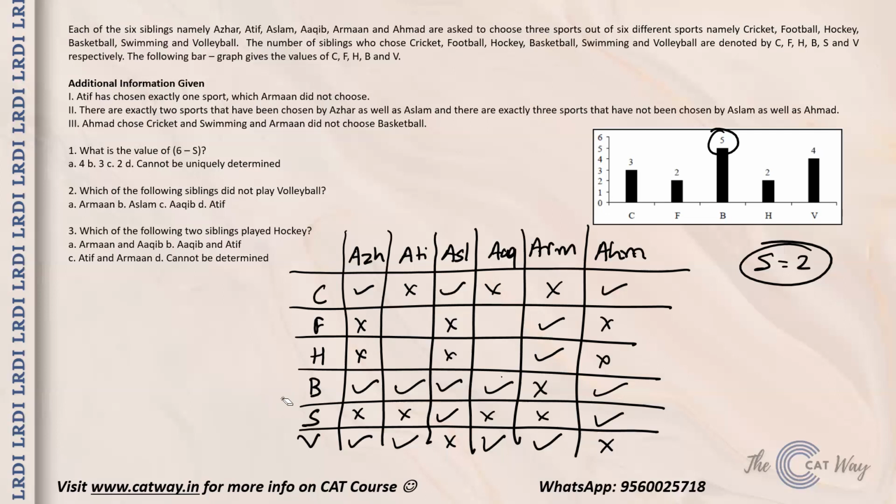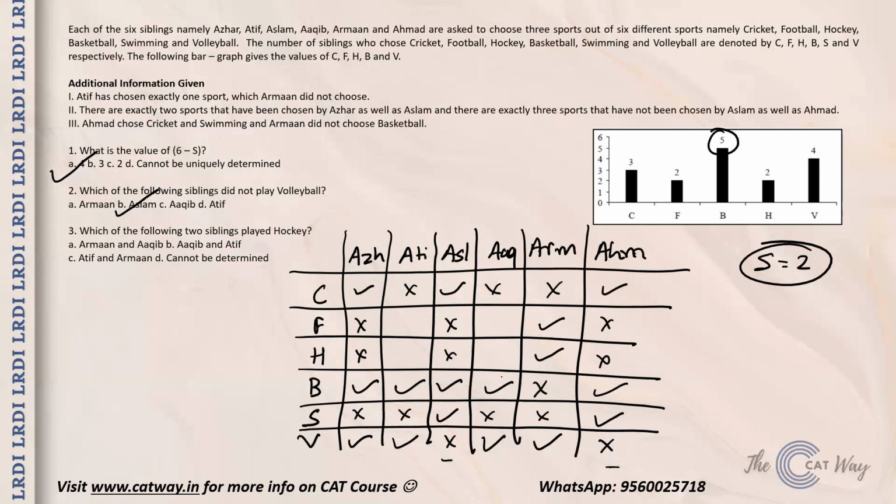Now we can move towards the question. So what is the value of 6 minus S? So S is equal to 2. So 6 minus S will be 4. That is option A. Now which of the following siblings did not play volleyball? So volleyball is not played by Aslam and Ahmed. So between the options, we have Aslam. So option number B will be the right answer.